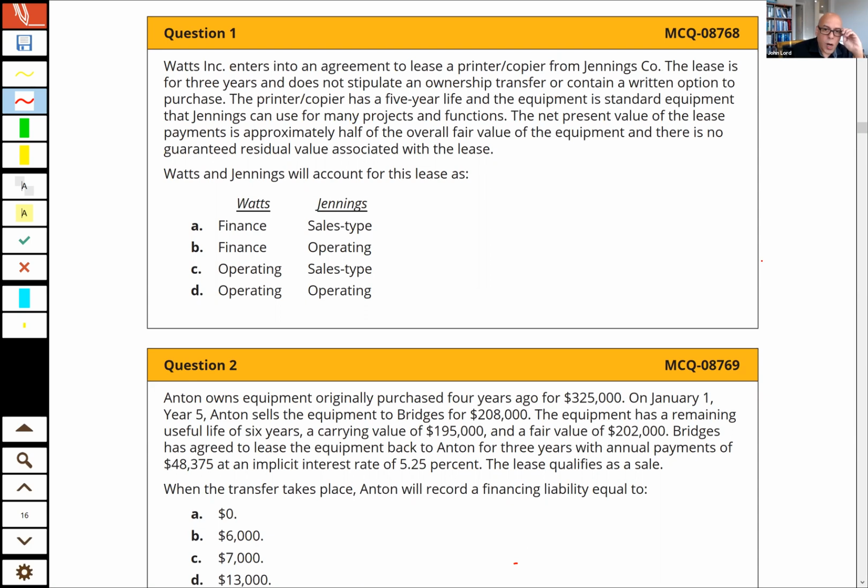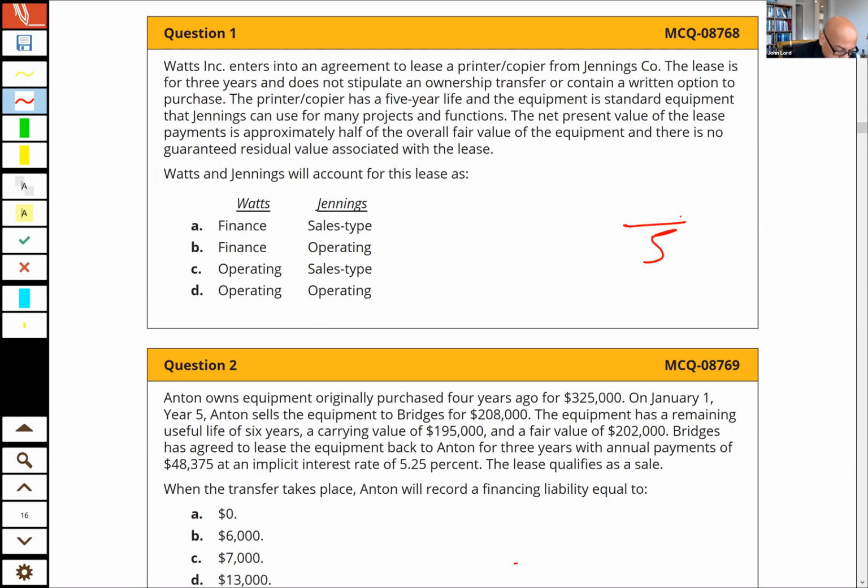So what happens? Watts enters into an agreement to lease a printer from Jennings. The lease is for 3 years and does not stipulate an ownership transfer. So no ownership transfer, nor does it contain a written option to purchase. So we've got the O out, we got the W out. The printer copier has what? A 5-year life. Okay, well, what do we got? We've got a 5-year life here.